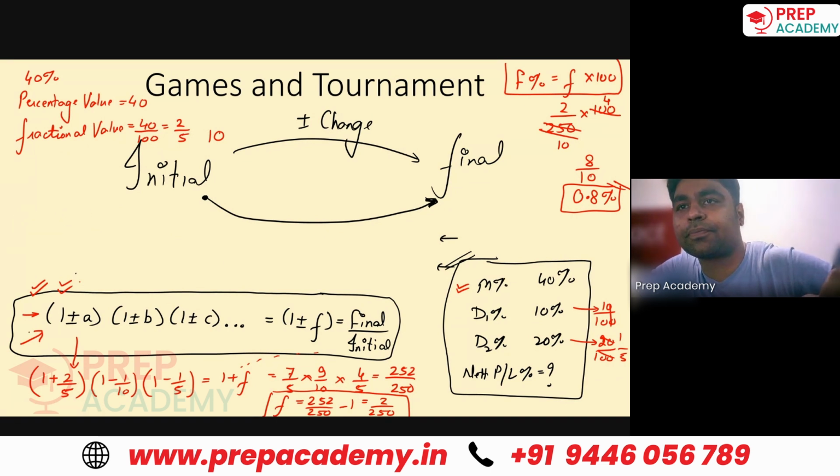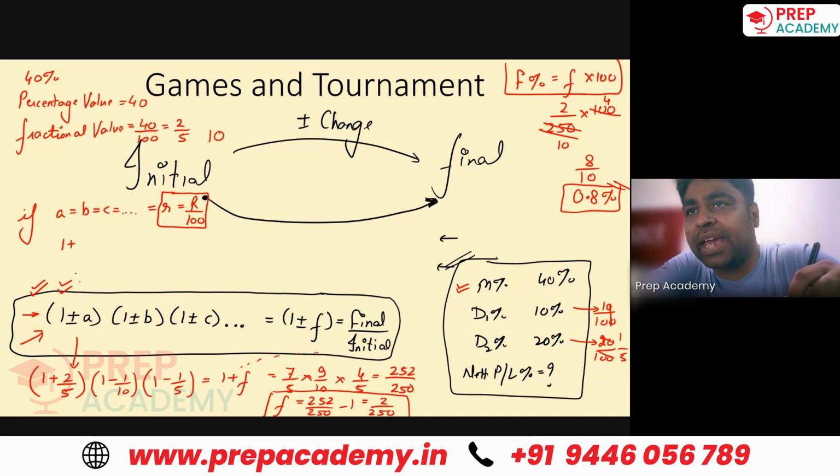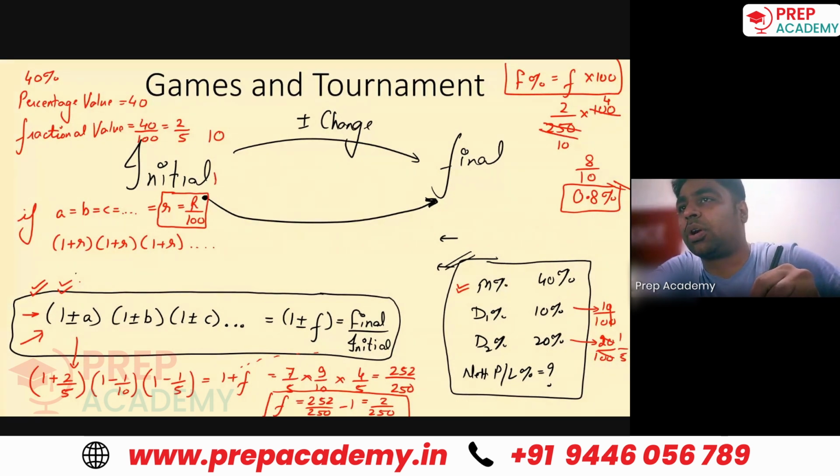If A, B, C, all of them are equal, and all of them are equal to small r, and what is small r equal to? Capital R upon 100, isn't it? So if A, B, C are all equal, what would this become? 1 plus r into 1 plus r into 1 plus r, and so on. And we already know what initial is called. In the concept of principal and amount, initial is called principal and the final is called amount, isn't it?